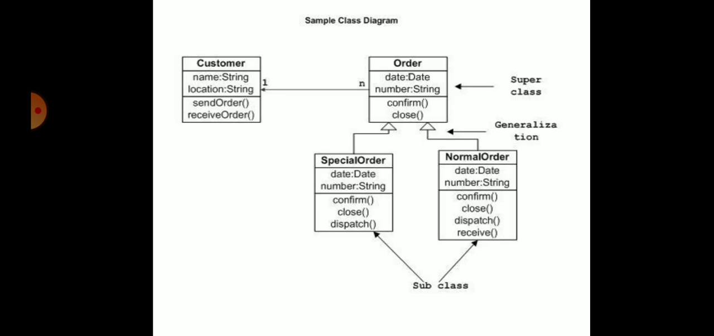Next, we will see an example of a class diagram for an order management system. A customer gives an order, and the order has two subclasses, special order and normal order. Between customer and order there is an association relationship, denoted by the number of objects participating here, because one customer gives a number of orders.